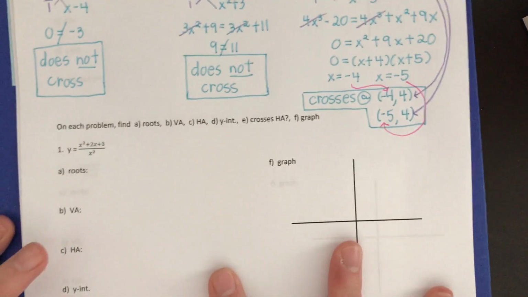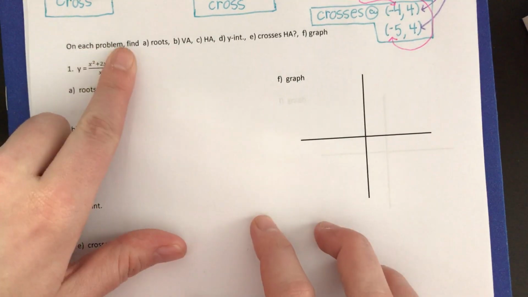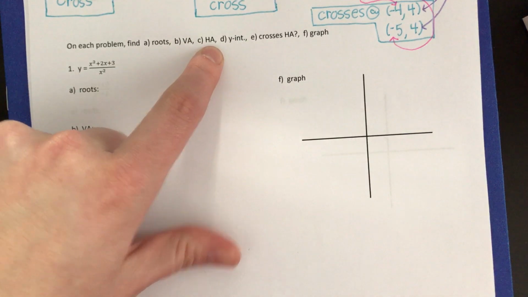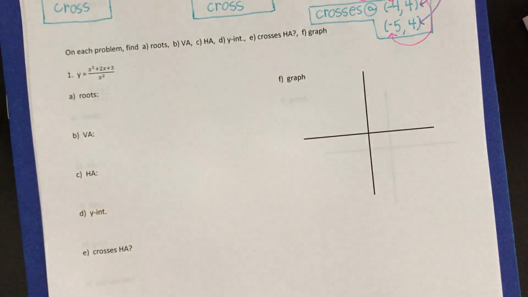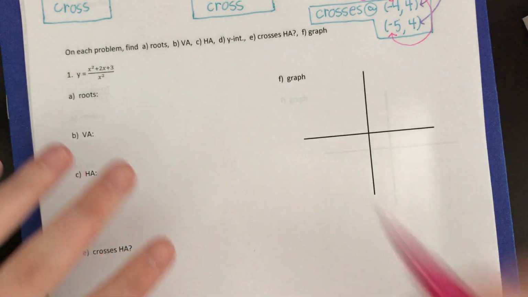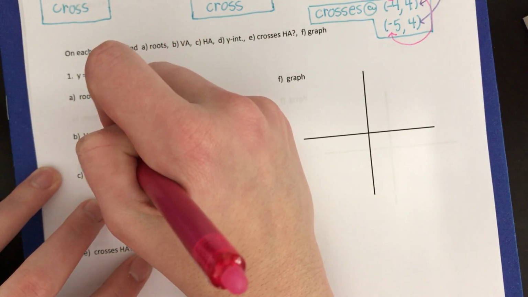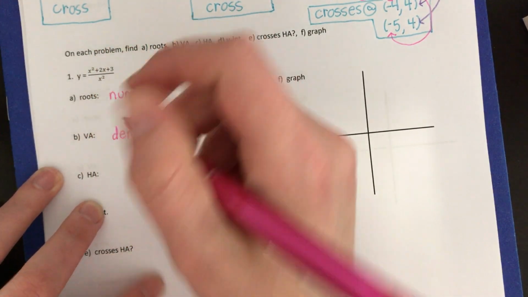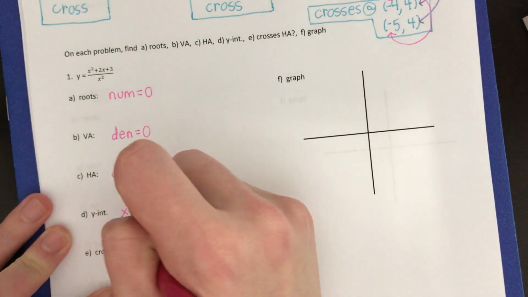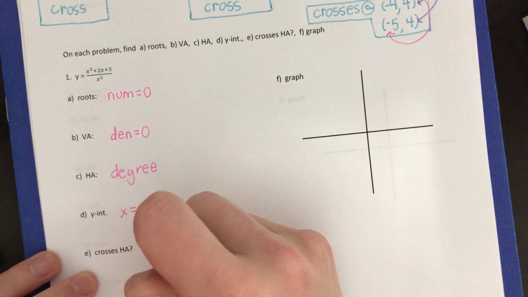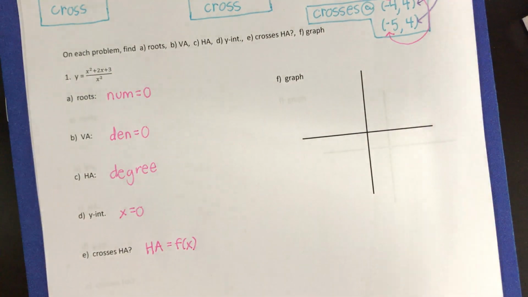So let's go ahead and practice graphing with this newfound knowledge. On each problem, find A, the roots, B, the vertical asymptotes, C, the horizontal asymptotes, D, the y-intercepts, E, does it cross the HA, and F, graph. So I'm going to go ahead and fill this out. Roots: numerator equals 0. Vertical asymptote: denominator equals 0. HA: degrees. The y-intercept is x equals 0, and does the HA equal f of x? Can we solve that?